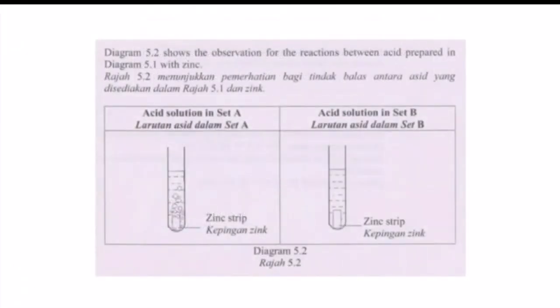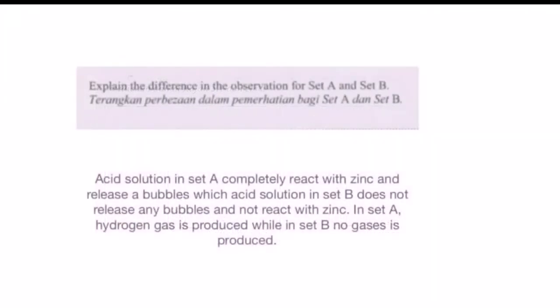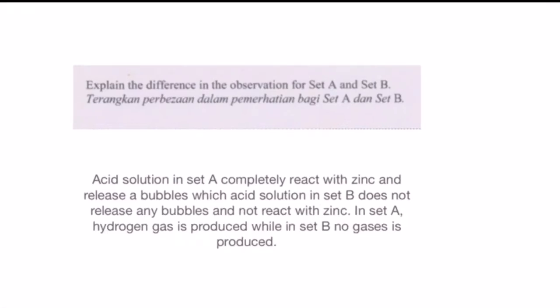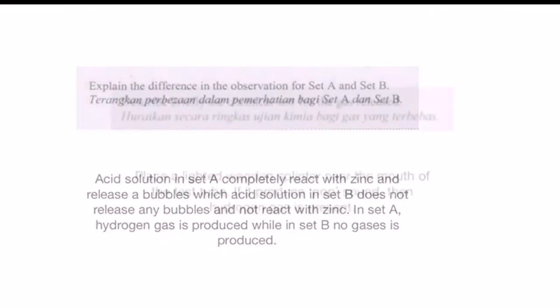Diagram 5.2 shows the observation for the reactions between acid prepared in diagram 5.1 with zinc. Explain the difference in the observation for set A and set B. Acid solution in set A completely reacts with zinc and releases bubbles, while acid solution in set B does not release any bubbles and does not react with zinc. In set A, hydrogen gas is produced, while in set B, no gas is produced.